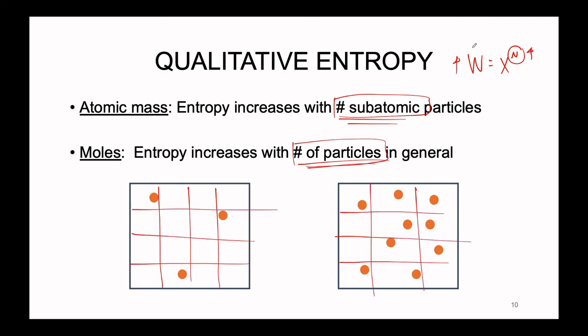So if we are just comparing, let's say, which of these two atoms would have a greater internal entropy, something like lithium compared to gold, we would say gold is going to have the greater relative entropy because it has a greater number of subatomic particles, and therefore a greater number of internal microstates that can exist.